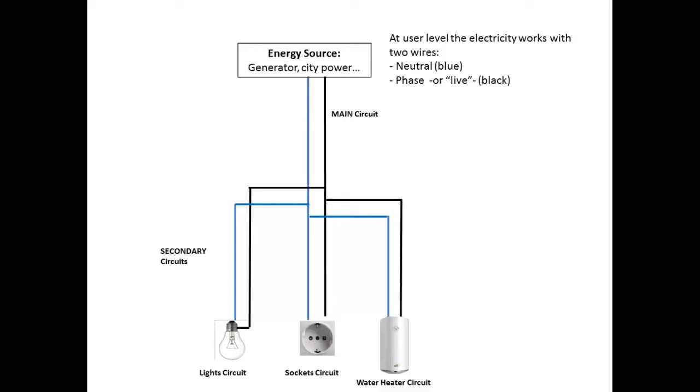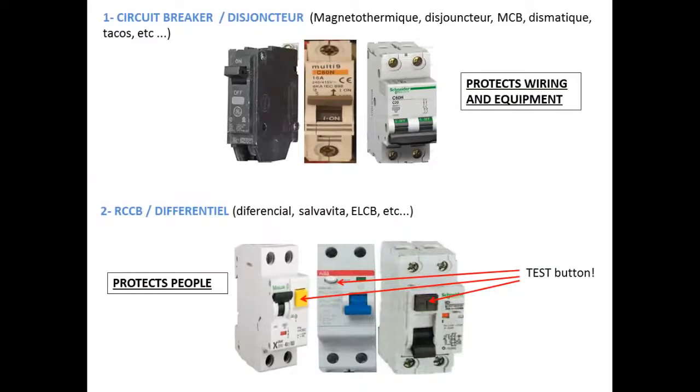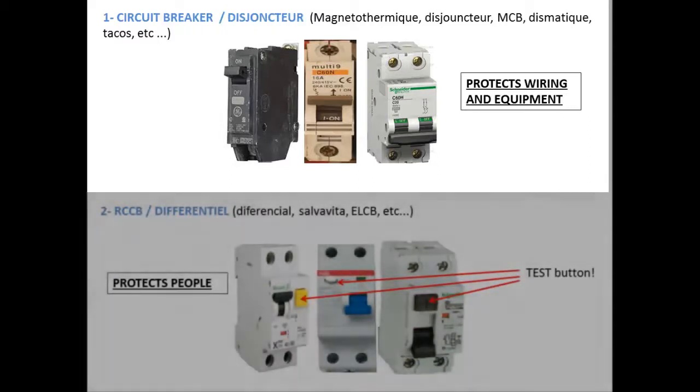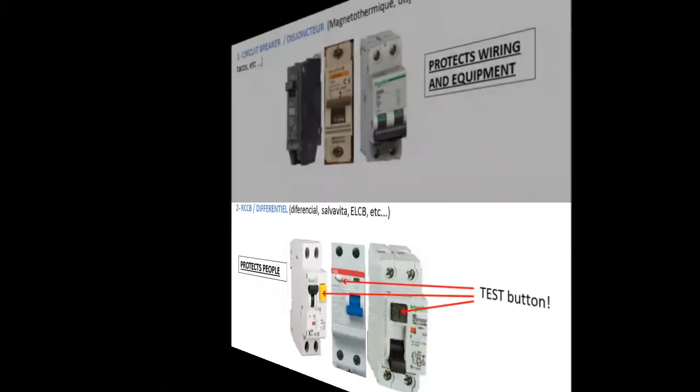Now it is clear what a circuit is, let's see which protections must be present in the installations to be safe. There are two kinds of active protections. The circuit breaker, which protects the wiring and the equipment against short circuits and overheating, and the RCCB, residual current circuit breaker, which protects people from having an electric shock. The RCCB can be easily identified because they always have a test button.